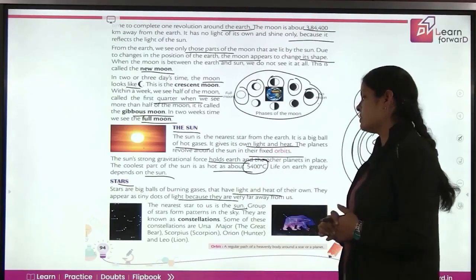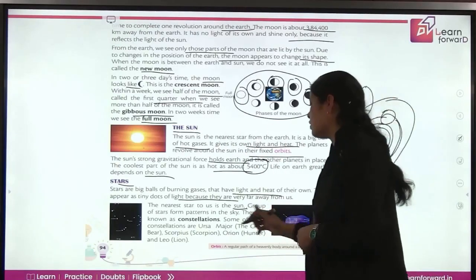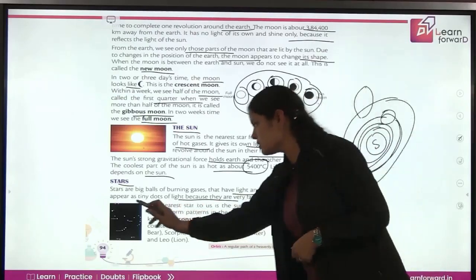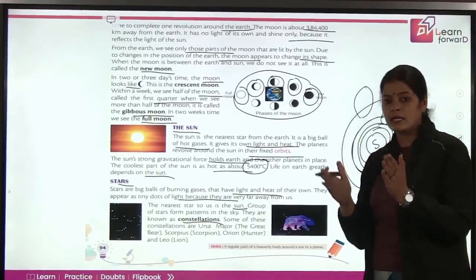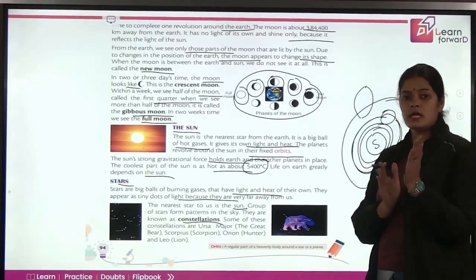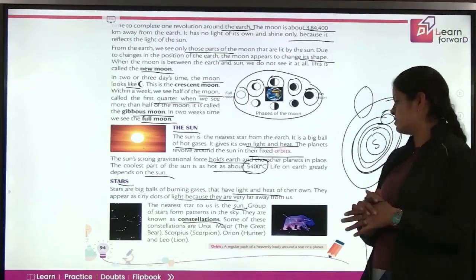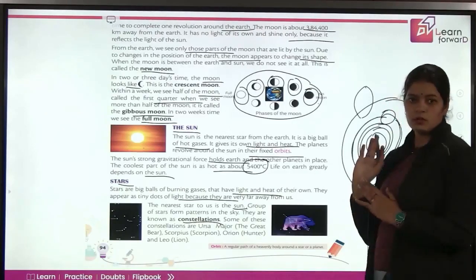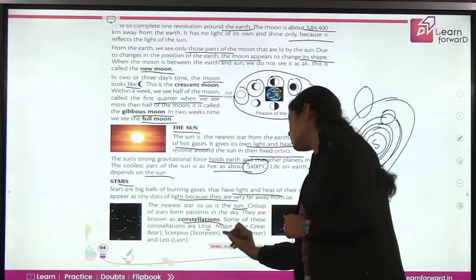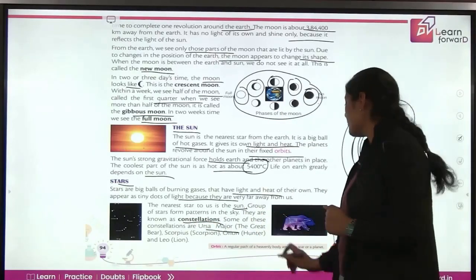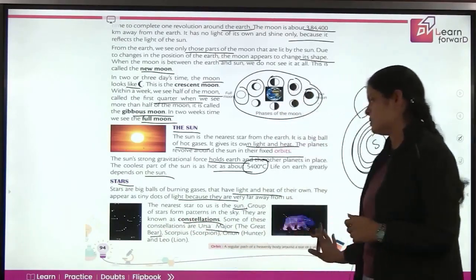Groups of stars form patterns in the sky called constellations. So this is a constellation, means some group of stars forming a recognizable shape in the sky. This Great Bear is one of the constellations. Some of these constellations are Ursa Major, the Great Bear.